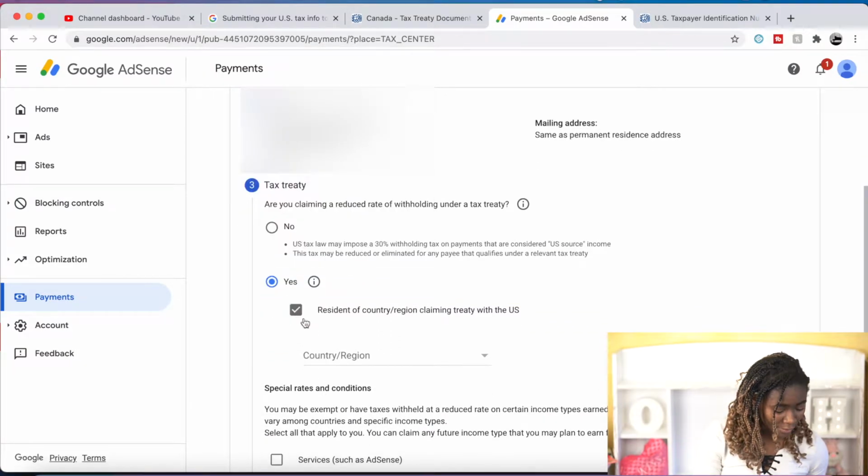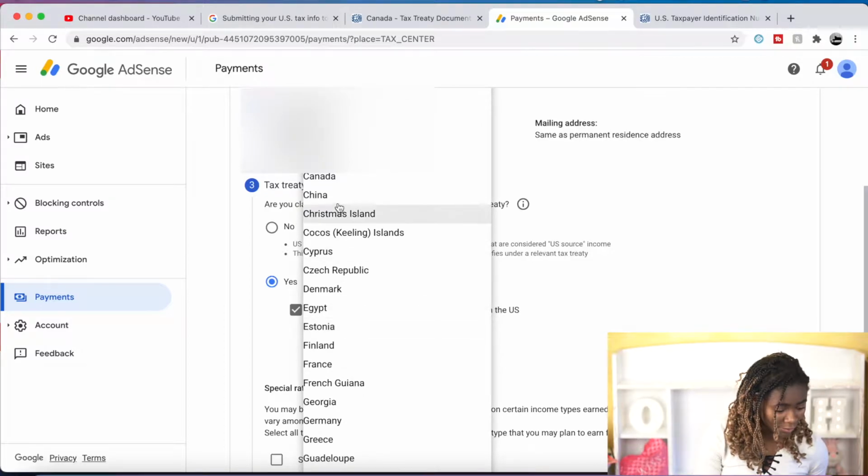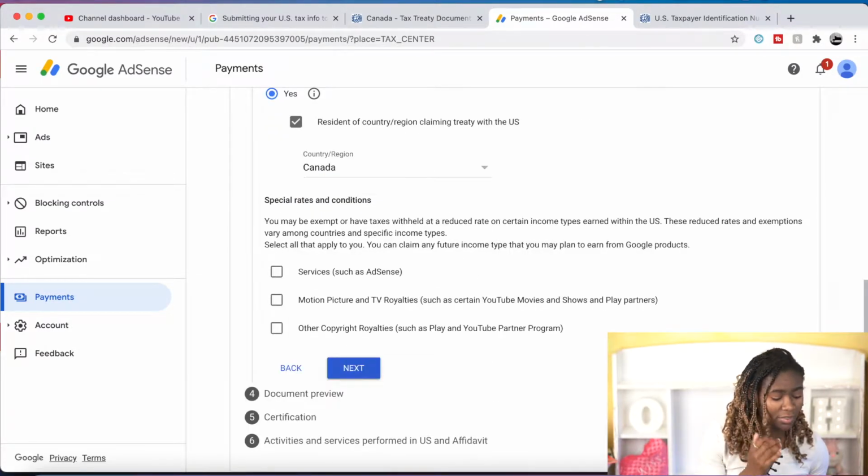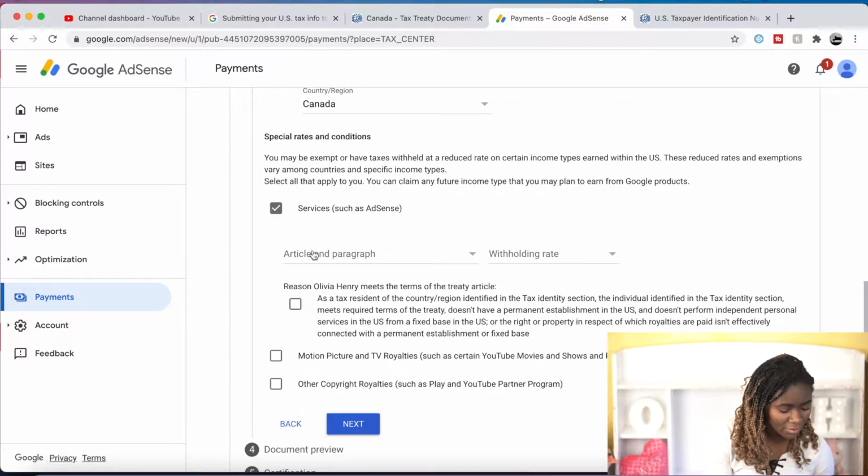I am a resident of the country claiming treaty with the US, and that country is Canada. And then special rates and conditions. You may be exempt or have taxes withheld at a reduced rate on certain income types earned within the US. These reduced rates and exemptions vary among countries and specific income types. Select all that apply to you. You can claim any future income type that you may plan to earn from Google products. So I need to claim all the ones that I'm currently earning from and the ones that I plan to in the future. So I'm earning from AdSense.